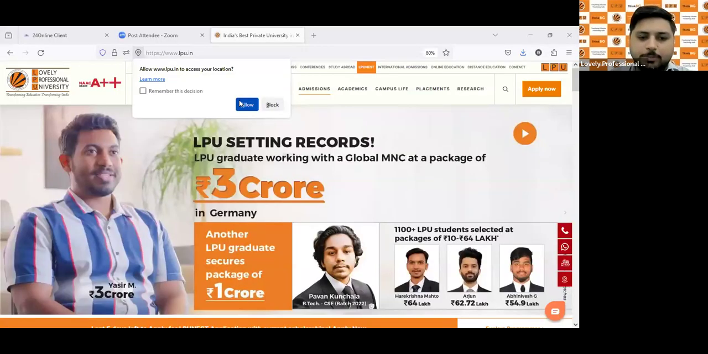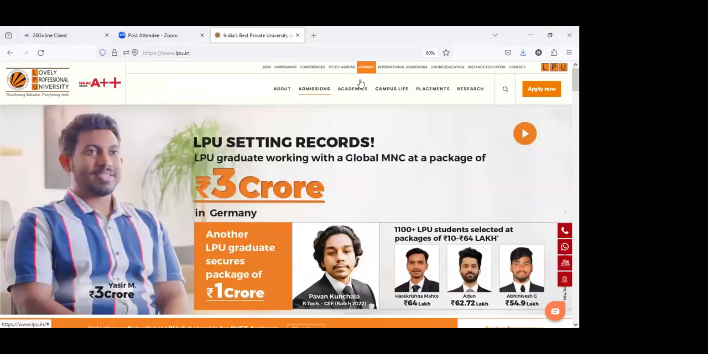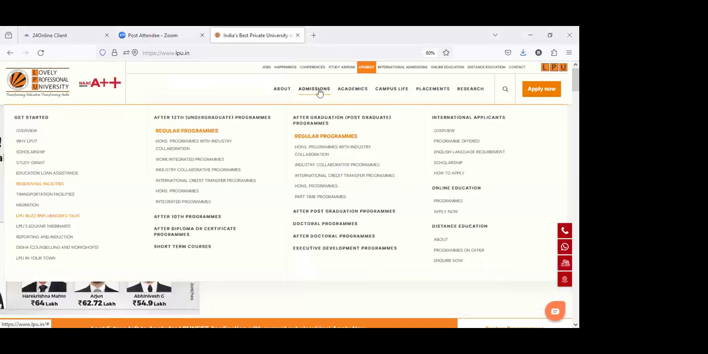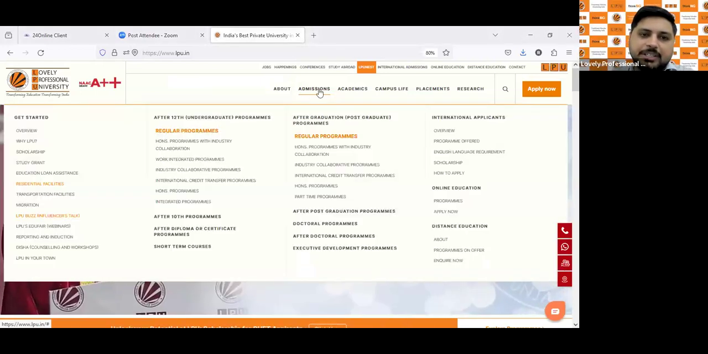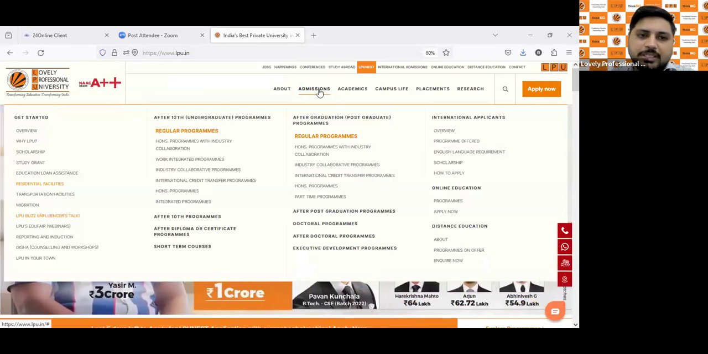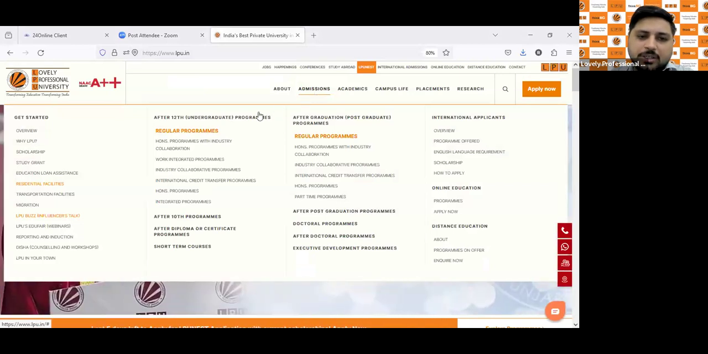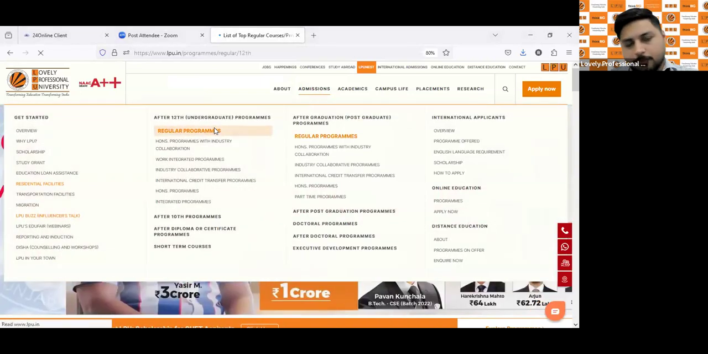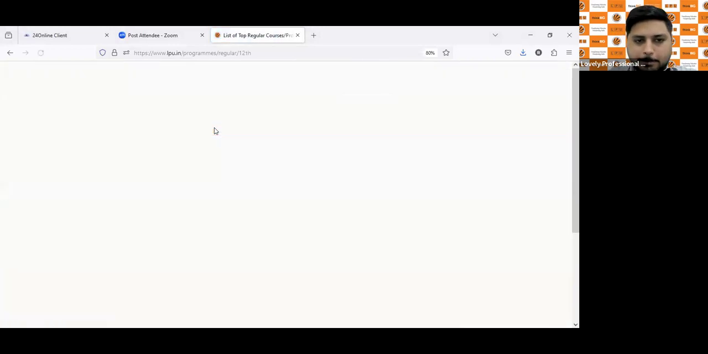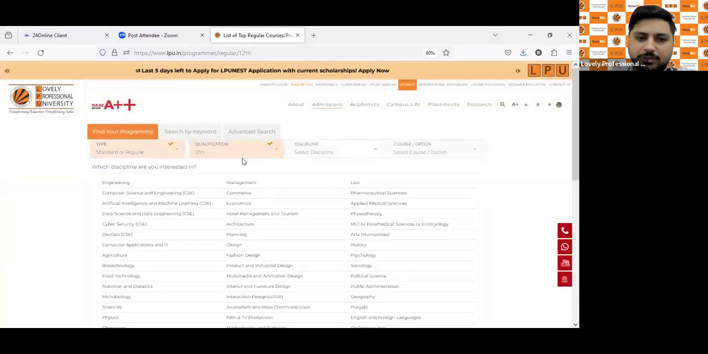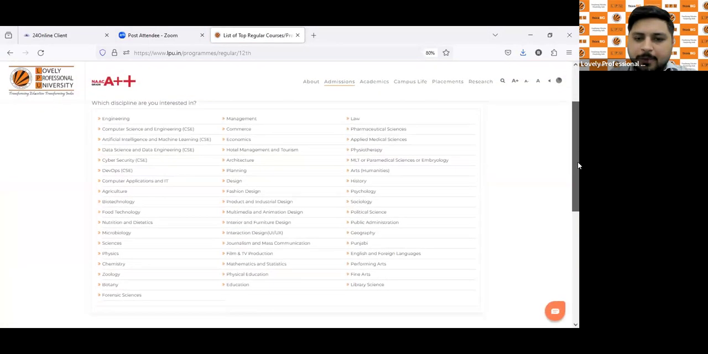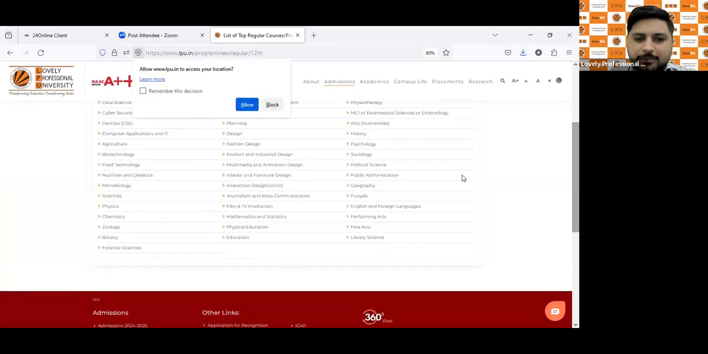So our website address is www.lpu.in. I hope my screen is visible. Yes, sir, it's visible. All you have to do is go to admissions. I'm repeating the website address with you, www.lpu.in. Once we go to admission, we need to click here. When we click on after 12 programs, a number of disciplines open up. So today we are talking about design programs and interior design basically.